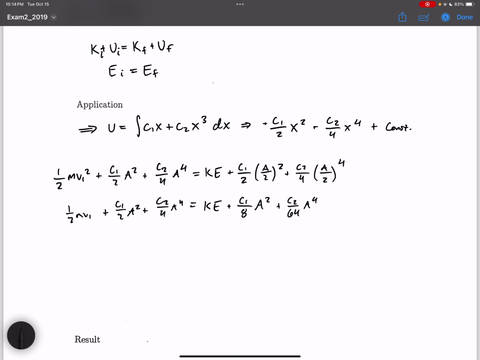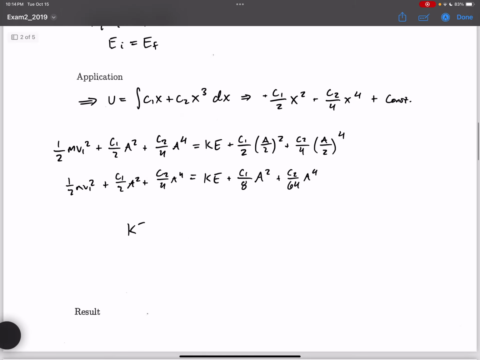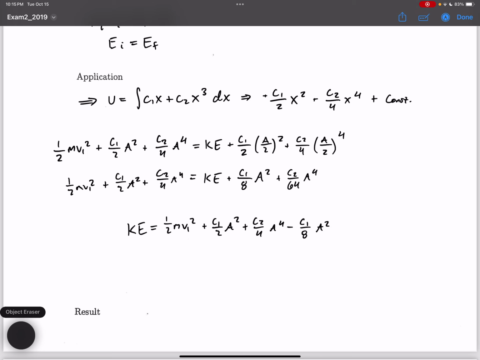Okay, so then we're going to bring this over, and you end up getting that KE at a over 2 is 1/2 mv1 squared, plus C1 over 2 times a squared, plus C2 over 4 a to the 4th power, minus C1 over 8 a squared, minus C2 over 64 a to the 4th power.